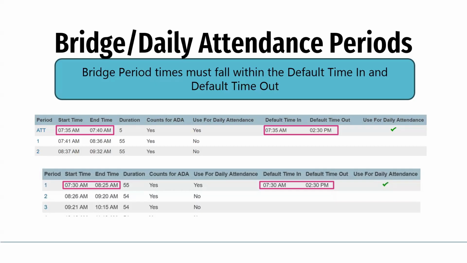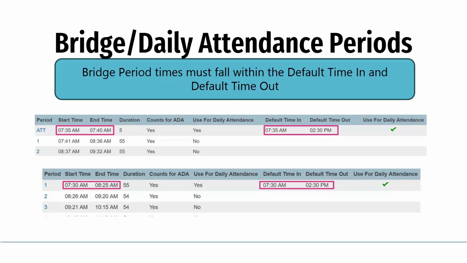And both are acceptable ways of doing it. It just depends on what is going to make the most sense with your school day. So in this first example, that one there at the top, which is coming from the bell schedule that we have been looking at up until this point, you can see that they have a separate ATT period. So that is what they are using for their daily attendance or bridge period.